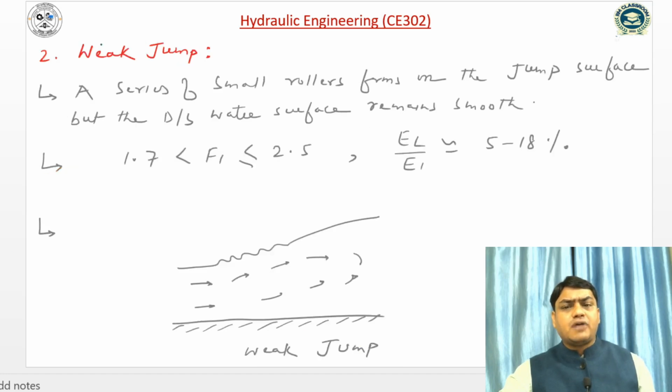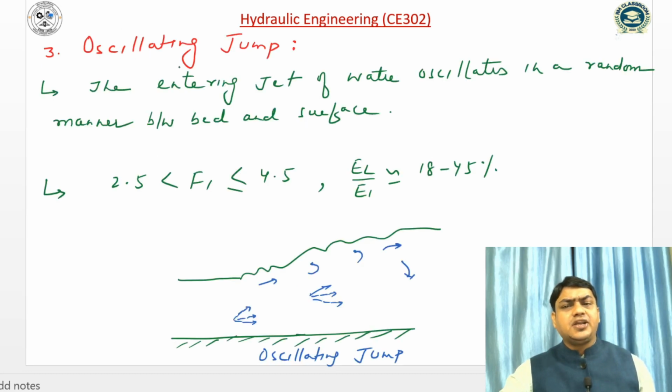Similarly, in case of weak jump, our initial Froude number lies between 1.7 to 2.5, and relative energy loss is approximately equal to 5 to 18%. A series of small rollers forms. We can see that these small rollers form on the jump surface, but the downstream water surface remains smooth. Similarly, the third jump is called oscillating jump. So the entering jet of water oscillates in a random manner between bed and surface. And in case of oscillating jump, our initial Froude number lies between 2.5 to 4.5, and the relative energy loss lies between 18 to 45%.